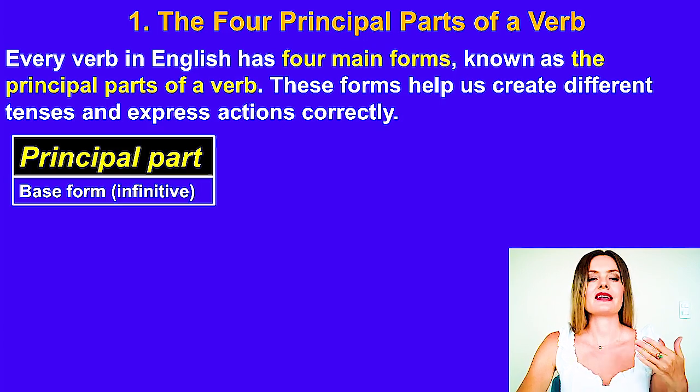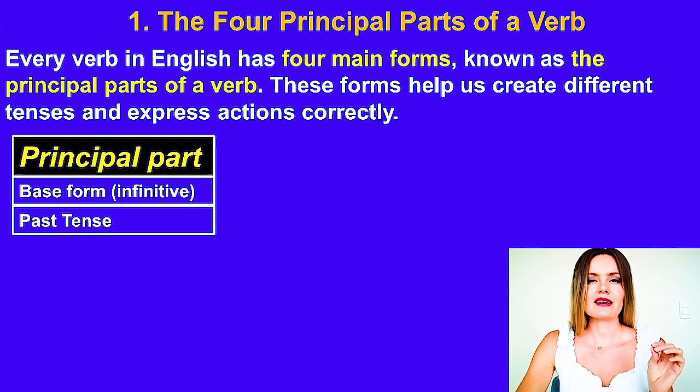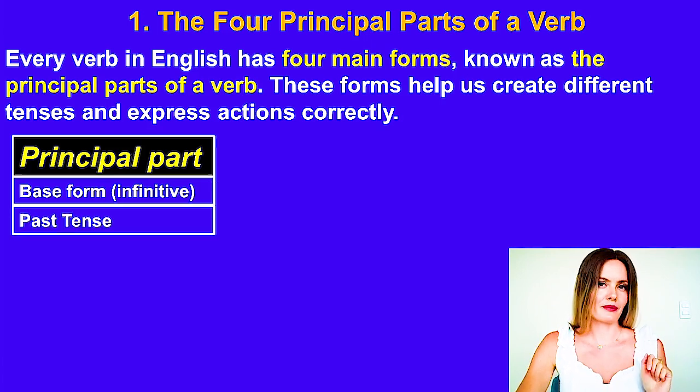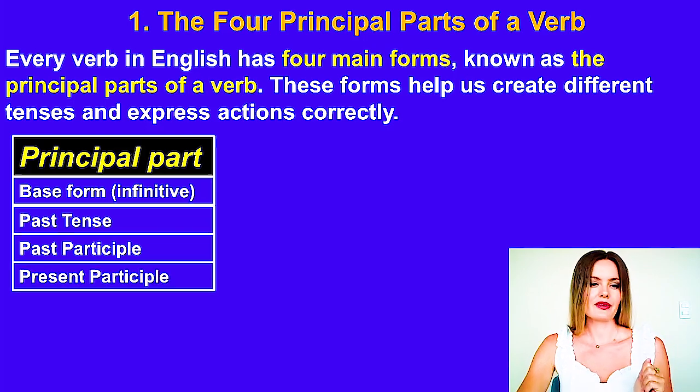So first is the base form. Also, it is called infinitive. The second one is past tense form. Then we have past participle and present participle.